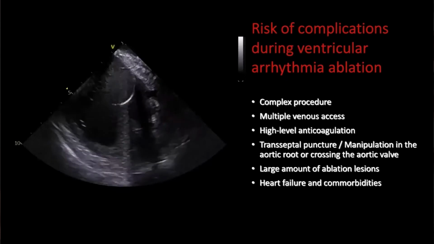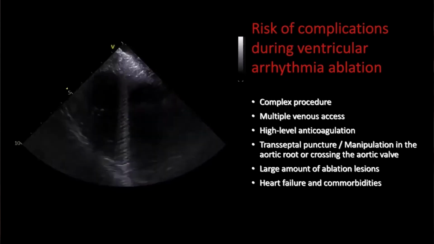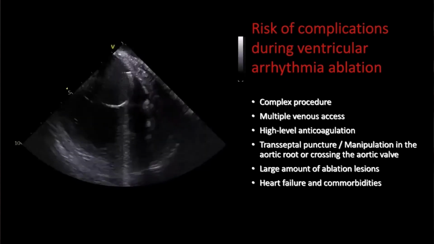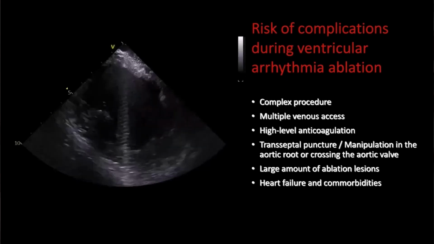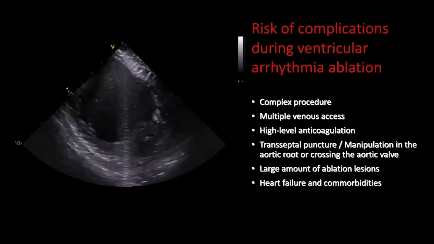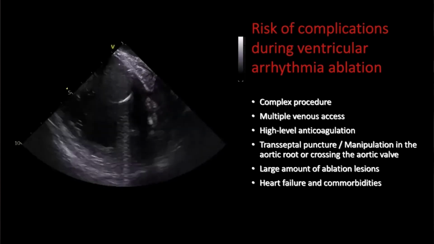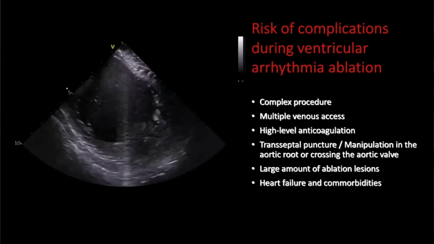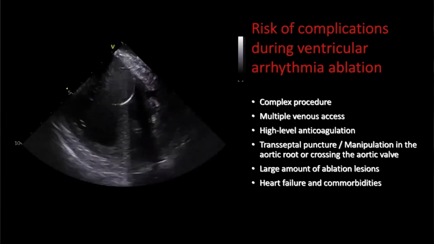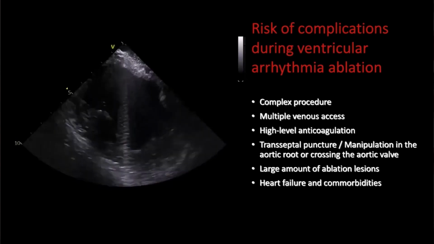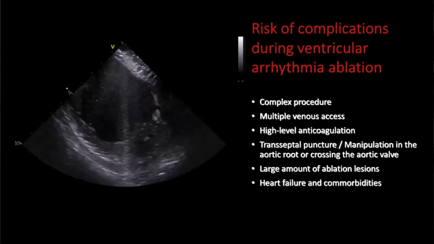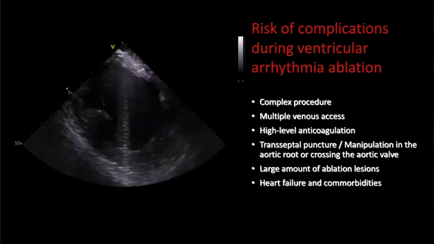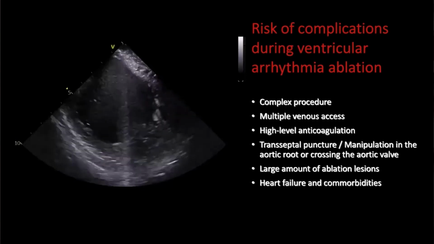Mainly, it's a complex procedure with multiple venous accesses and also anticoagulation. There is a need for transseptal puncture, manipulation in the aortic root, or crossing the aortic valve in retrograde access using the femoral artery. The nature of ventricular arrhythmia is also different. In the vast majority of cases, they are re-entry arrhythmias that originate from scar tissue and require much more substrate modification, and thus much more complex ablation with many energy applications.